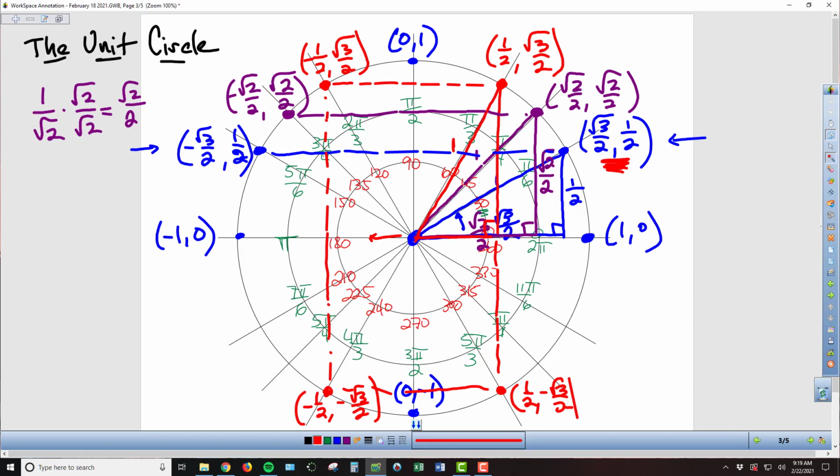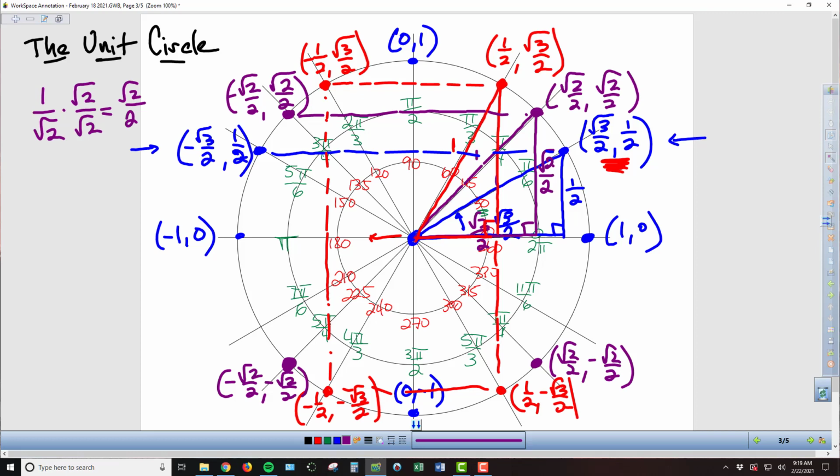For the 45 degree equivalents, the ones that are in purple, at 5 pi over 4 and at 7 pi over 4, we're going to have all the coordinates be root 2 over 2's. It's just that they're going to be changing their positive and negative sign depending on where we're located. So down here in the third quadrant, we're going to be negative root 2 over 2 for x and negative root 2 over 2 for y. And then for the one at 315 degrees at 7 pi over 4, we're going to have positive root 2 over 2 for x, but negative root 2 over 2 for y.